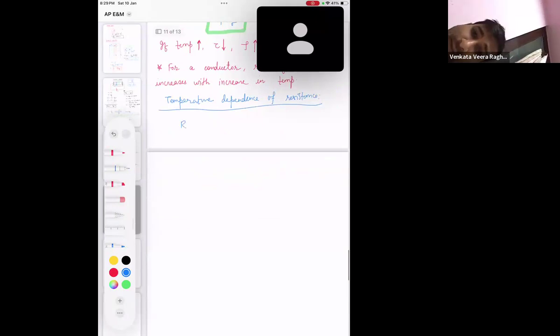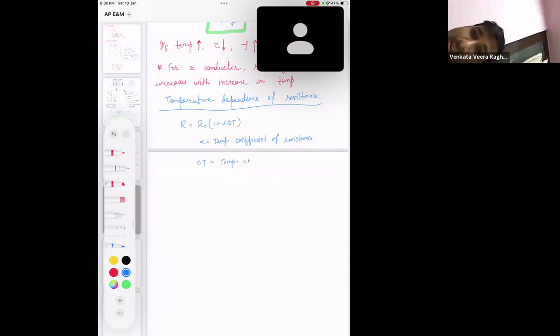Resistance is given as R naught into 1 plus alpha delta T. R naught is what? The initial resistance. This alpha is called the temperature coefficient of resistance. And what is delta T? Delta T is the temperature change.